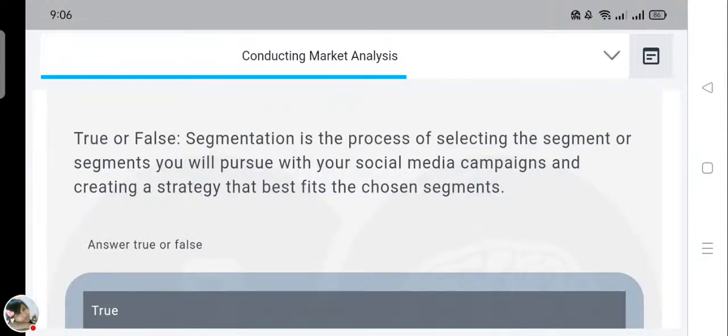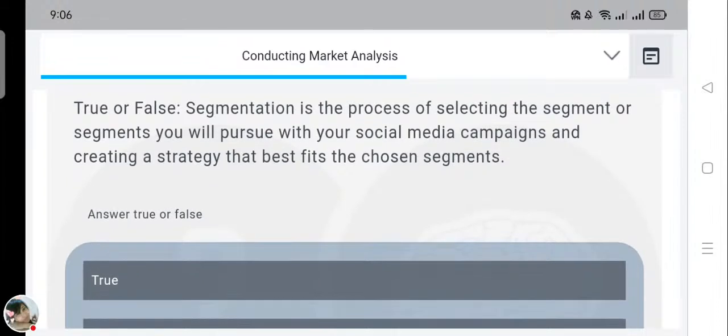True or false? Segmentation is the process of selecting the segment or segments you will pursue with your social media campaigns and creating a strategy that best fits the chosen segments. It's the process of selecting segments.